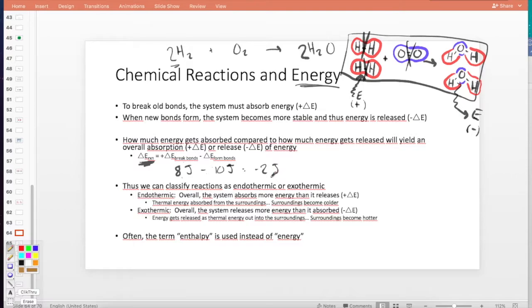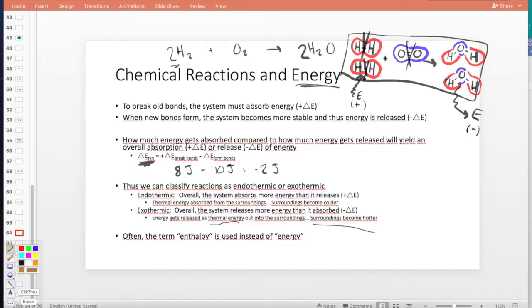That is known as exothermic, a negative overall delta E, a negative overall change in energy. More energy was released than came in. Overall, the system releases more energy than it absorbed. And how does that energy interact with the surroundings? It flows out to the surroundings as thermal energy. So what's going to happen to the surroundings? The surroundings are going to get hotter.